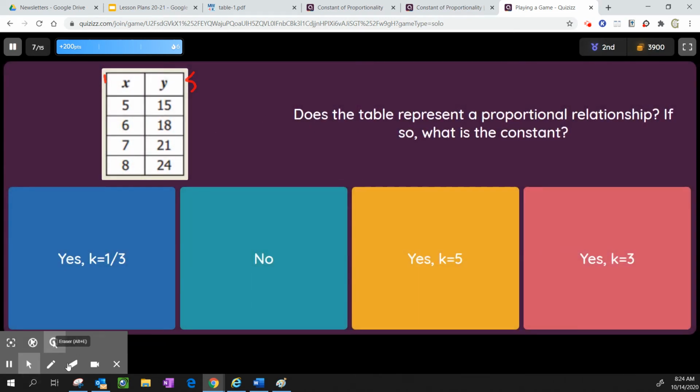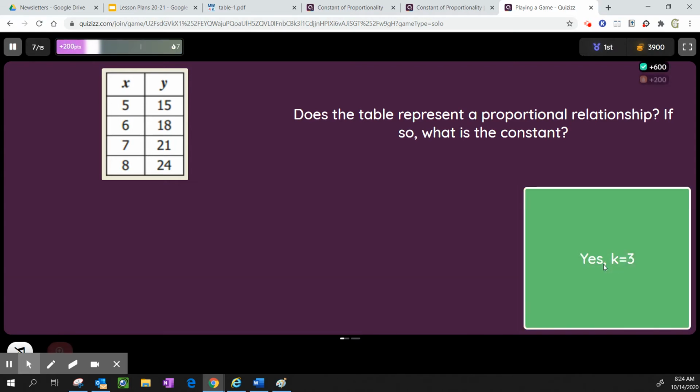Does this table represent a proportional relationship? If so, what is the constant of proportionality? So we're checking here. We could do 15 divided by 5 is 3. 18 divided by 6 is 3. 21 divided by 7 is 3. 24 divided by 8 is 3. So since they all come out the same, I would say yes. And every time we divided, we got 3. So that would be my answer there.